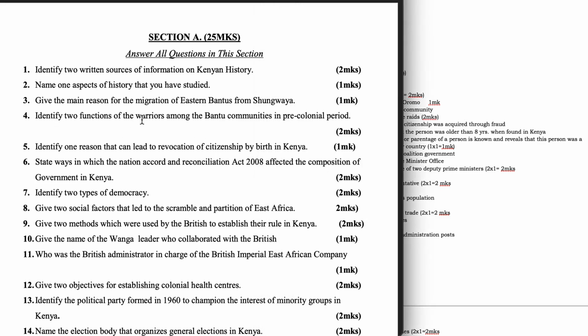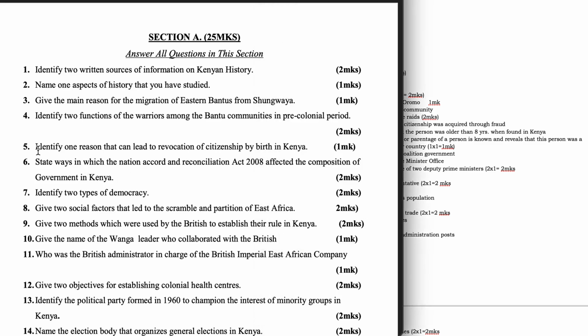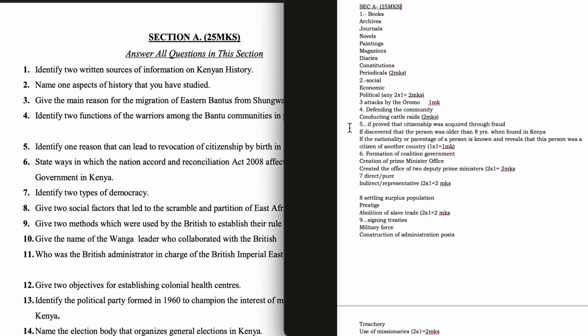Question 4. Identify 2 functions of the warriors among the Bantu communities in the pre-colonial period. Defending the community, conducting the cattle raids. Question 5. Identify one reason that can lead to revocation of citizenship by birth in Kenya. Why can your citizenship be revoked?